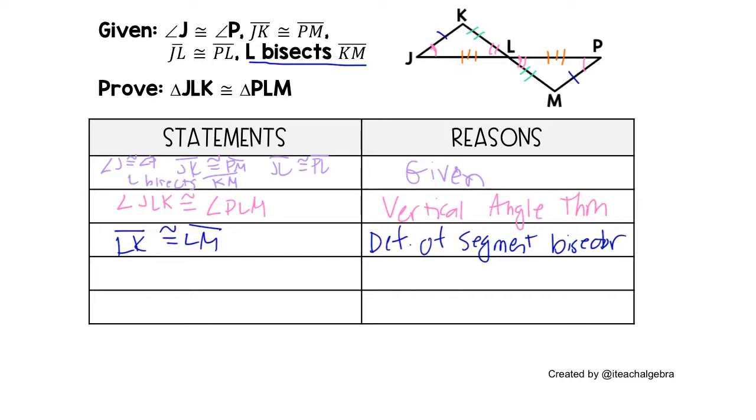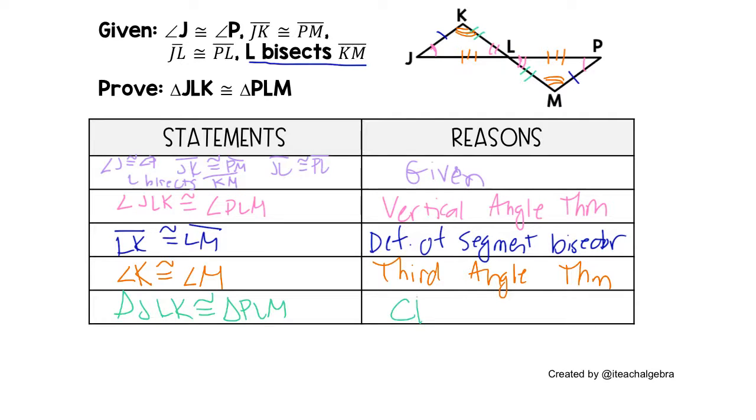One more angle that we need to talk about: angle K has got to be congruent to angle M. Those are the only two angles we don't know about, because of the third angle theorem. Finally, we can say that triangle JLK is congruent to triangle PLM because congruent parts of congruent triangles are congruent.